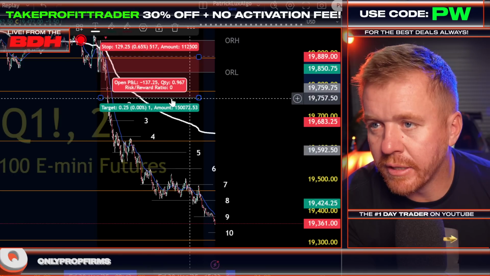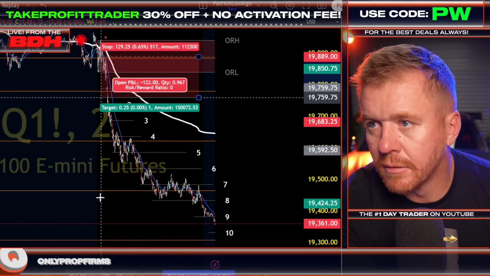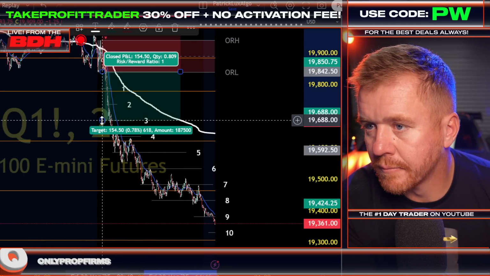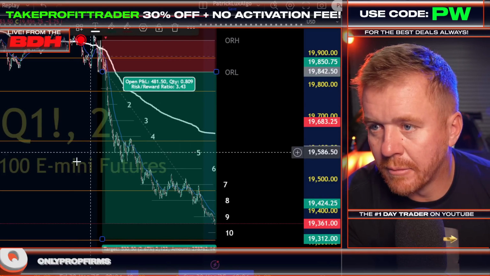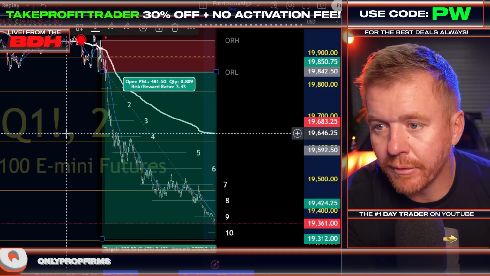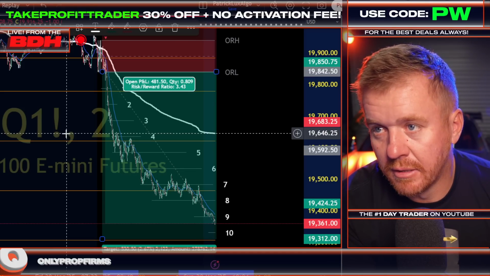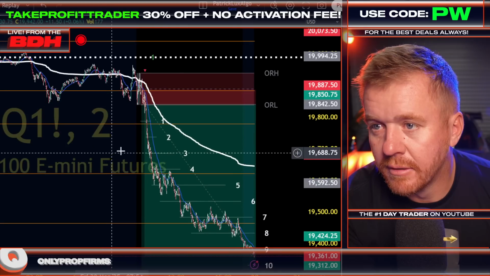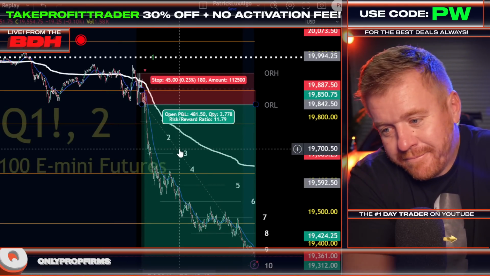It would have looked absolutely insane. But about 480 points to the downside if you just put your stop there in the middle of the range and let it ride until close. I don't even know how much money that is, but that's a lot of money. That would have been 11 to 1 risk to reward, 12 to 1.